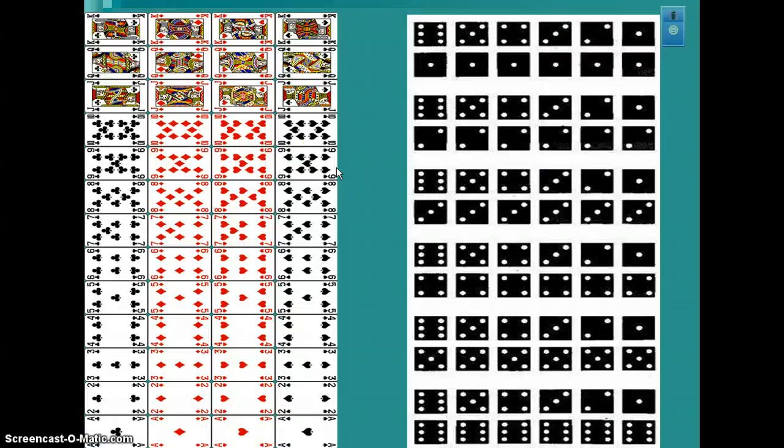Here are all the options for a deck of cards on the left and all the options for rolling your 2 dice on the right. Use this to help you answer those questions we will be discussing in class next time I see you.